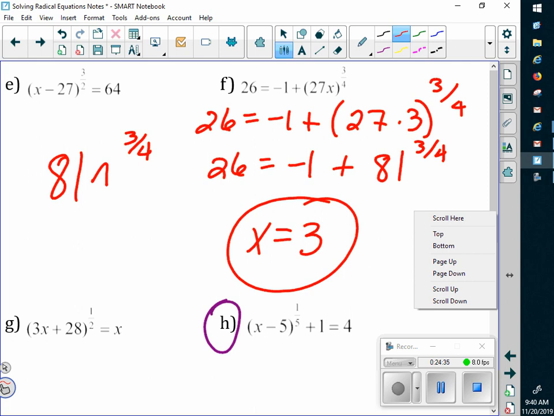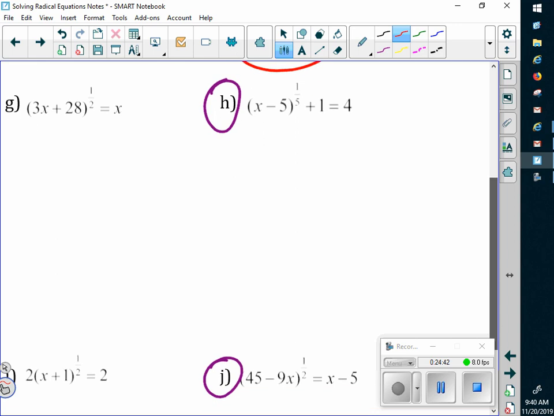Alpha y equals. Alpha y equals. All right, we got two more. Two more. Go. We have 10 minutes left. Alright, go. What do we do? Subtract 1.